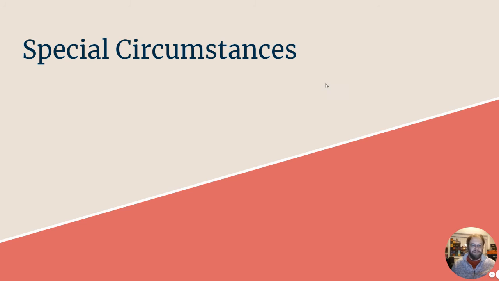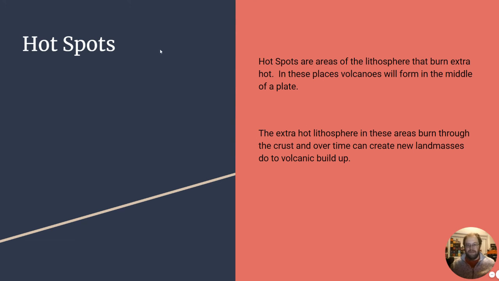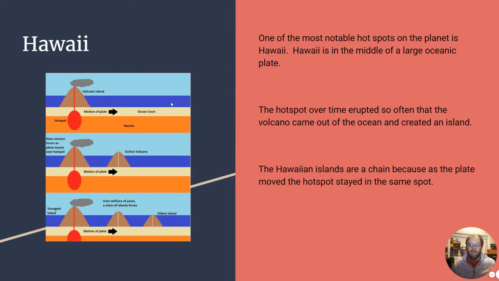Let's talk about some special tectonic circumstances. For instance, hotspots are areas of the lithosphere that burn just a little bit more hot, and in these places there will be volcanoes that form in the middle of a plate. And so they can burn through the crust and eventually create new land masses. Hawaii is one of those places. So that island is in the middle of a plate. And so due to the motion, these Hawaiian islands have slowly been growing over time as the plate has moved.